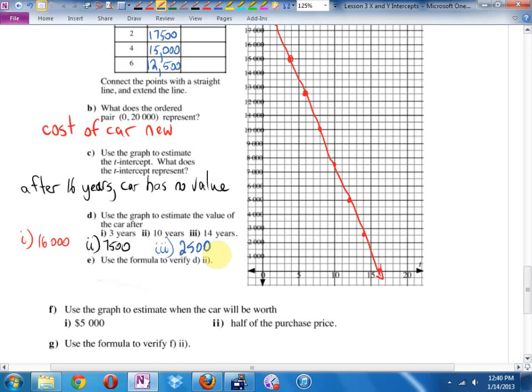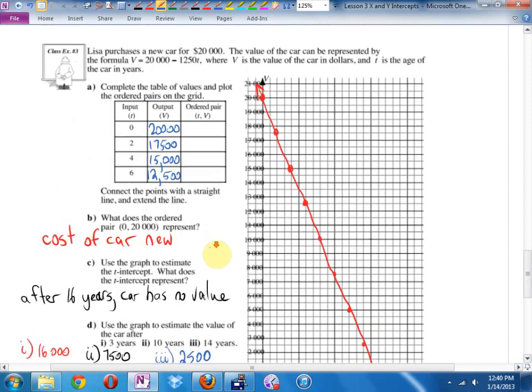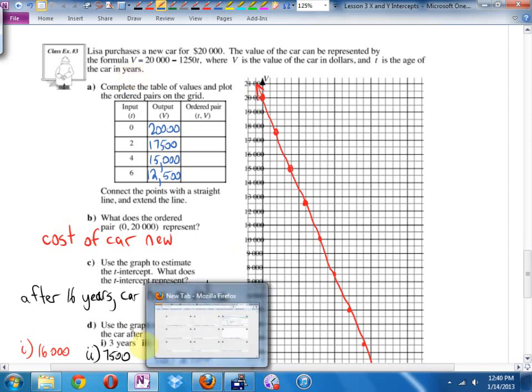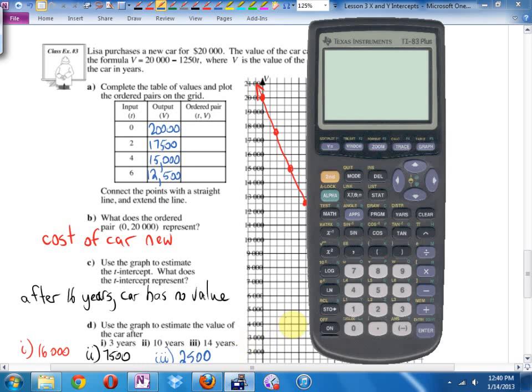E says, use the formula to evaluate D part 2. So here was our equation up here. What was D part 2? How many years? 10? So if I go 20,000 take away 1,250 times 10, do I get 7,500, which is what the graph seems to suggest?